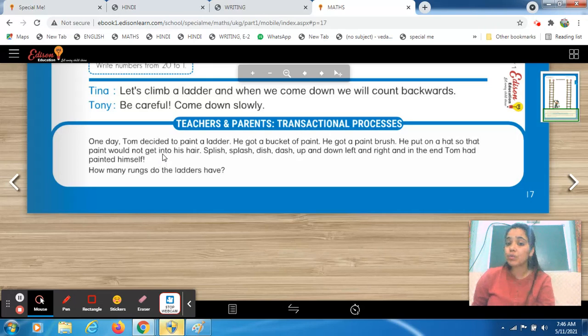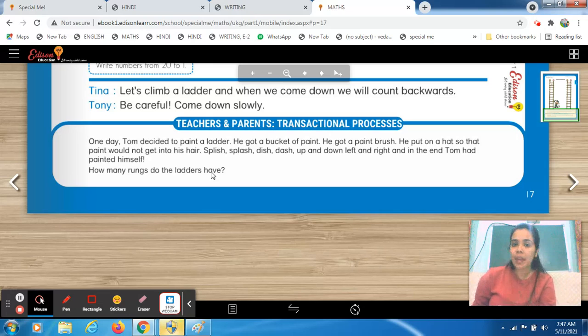So whenever you do a task, you have to do it nicely, okay? Otherwise, what will happen? Mama will scold you that why you are so dirty. Fine? Okay. So students, the last question is how many rungs does the ladder have? So this answer I'll give you later. I'm waiting for your answer. Then I will give my answer.